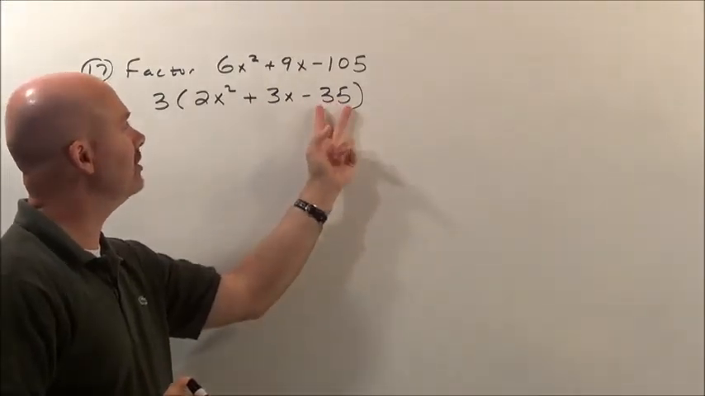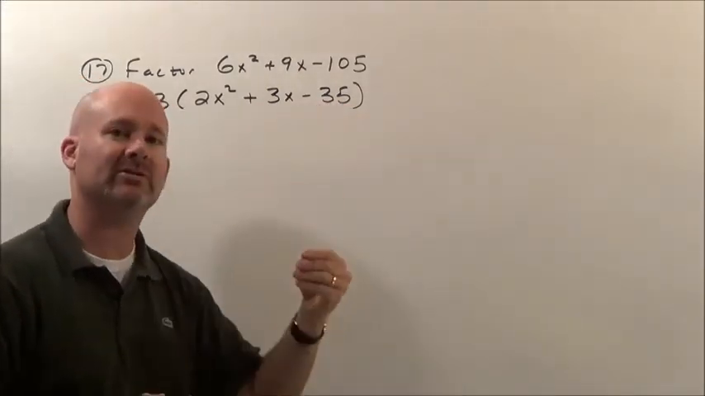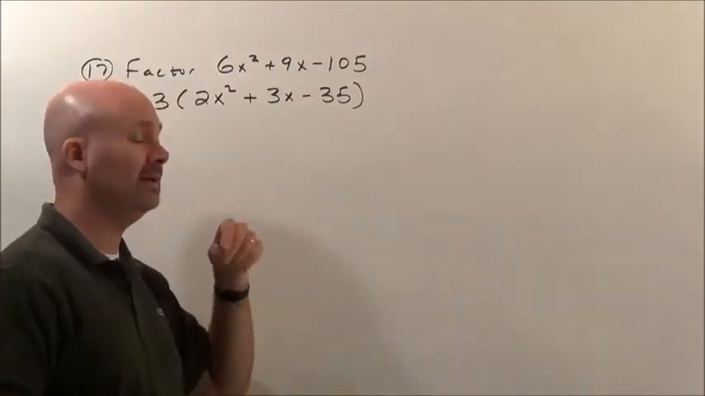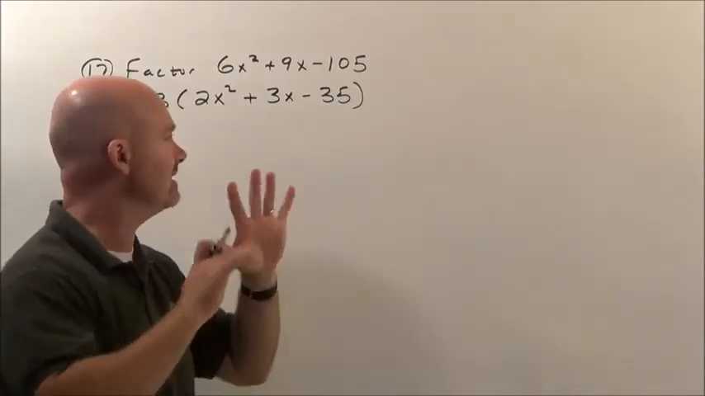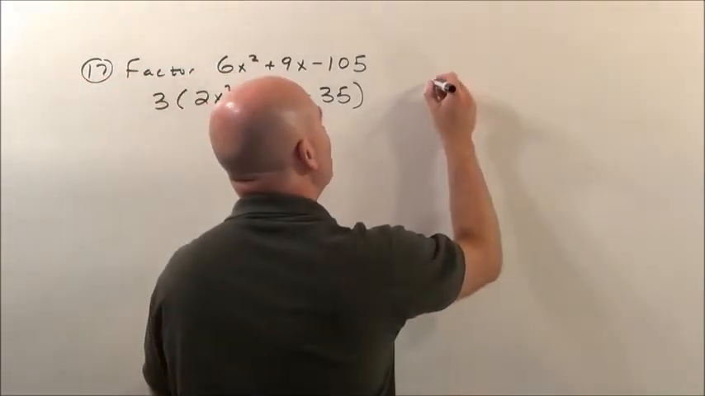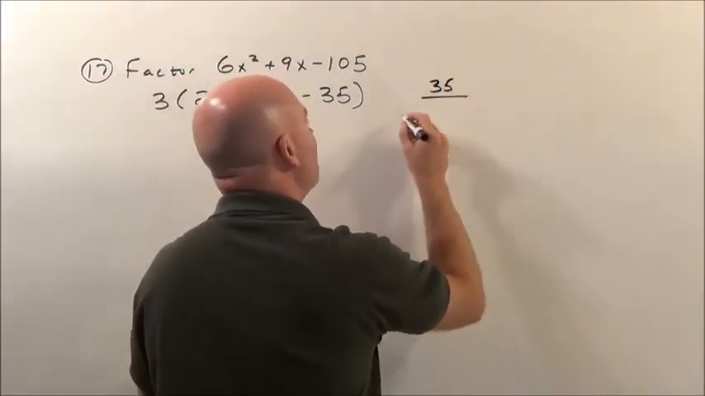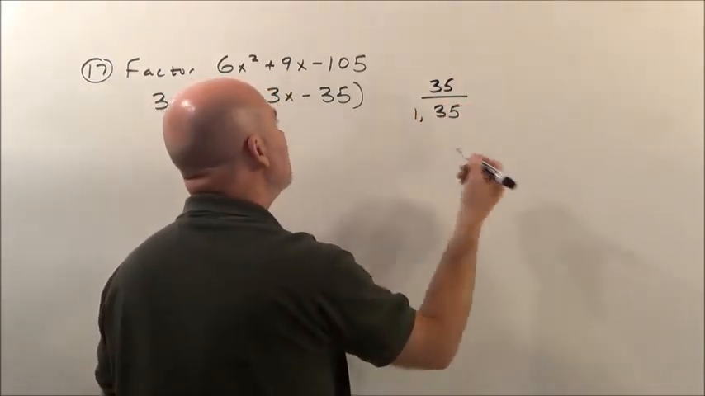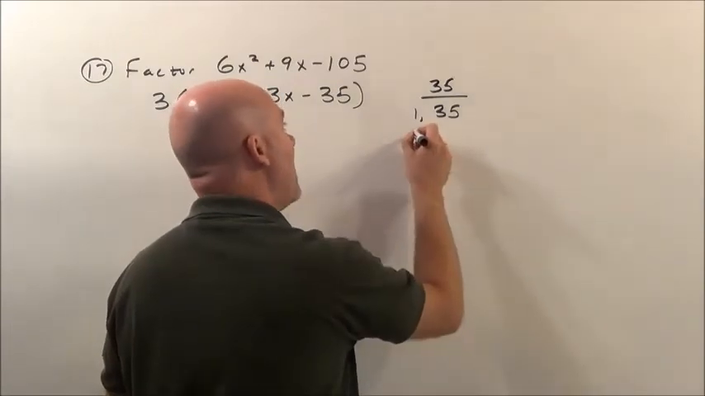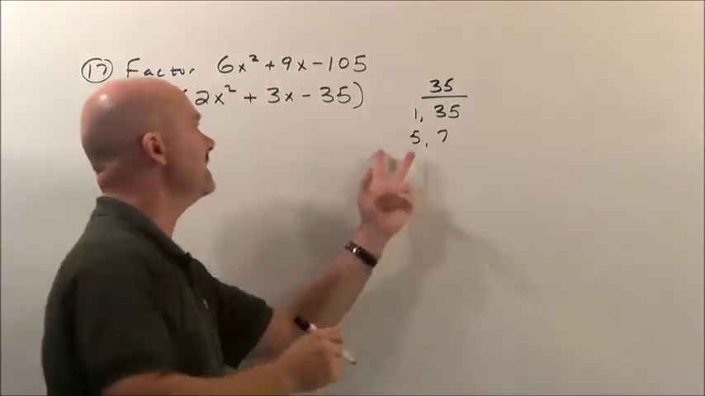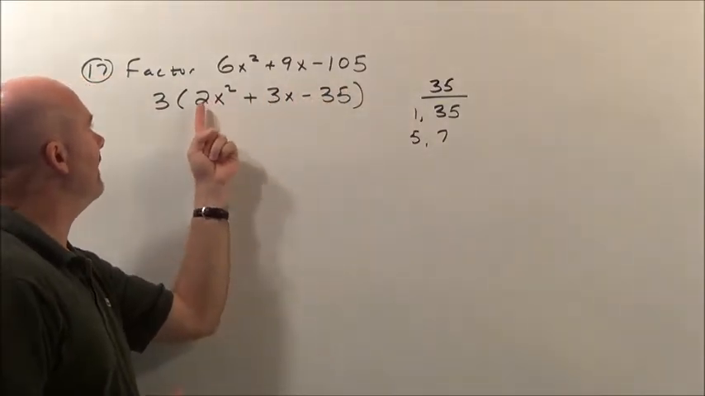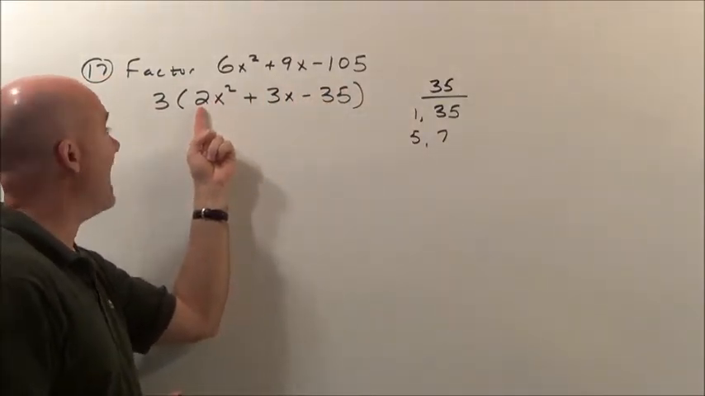Now the first thing is I'm going to look at this 35. I'm going to think, what are the factors of 35? It is minus, so one of them is going to be a negative and one of them is going to be a positive. But I don't worry about that for a little bit of time. I'm just going to concentrate. Hey, 1 times 35, 5 times 7, and that's it.